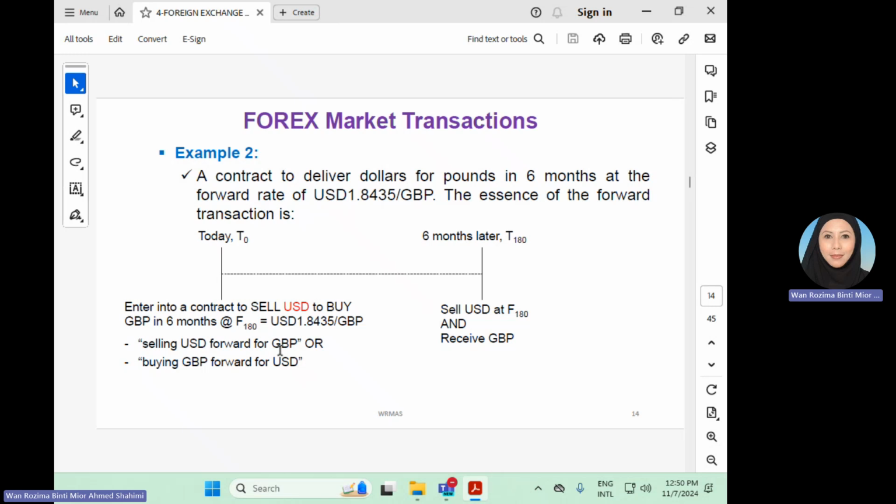The essence of the forward transaction is that today you enter the contract where you agree between parties to sell USD and buy British pound in 6 months. So 6 months later, you execute the transaction. This one is just an agreement. You agree that you lock this to be used 6 months later. Then after 6 months, you execute, where you sell USD at the forward rate of 1.80 for 6 months and receive British pound.